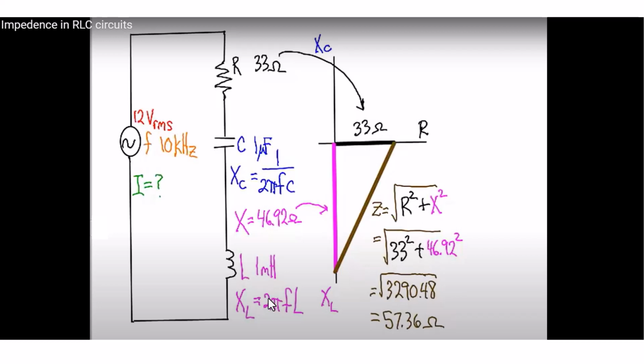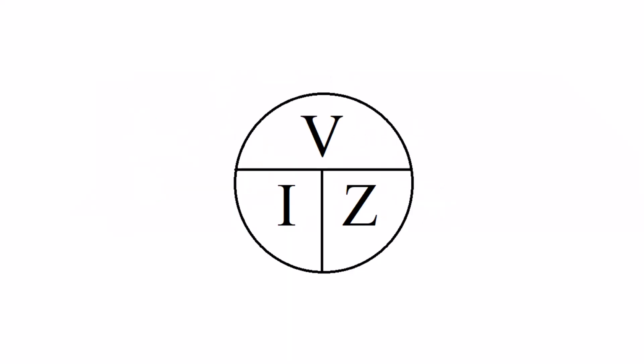admittance. The next question says, what is impedance? Well, impedance is a combination of resistance and reactance. So we're going to call that Z. The symbol for impedance is Z.